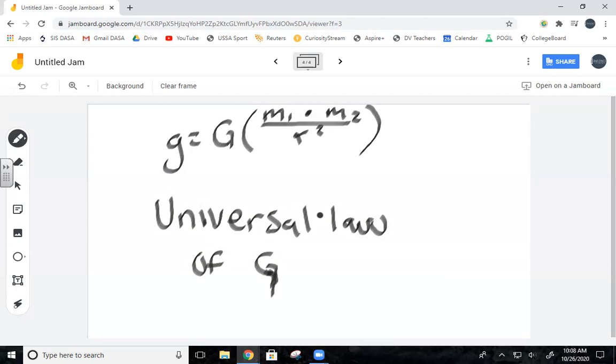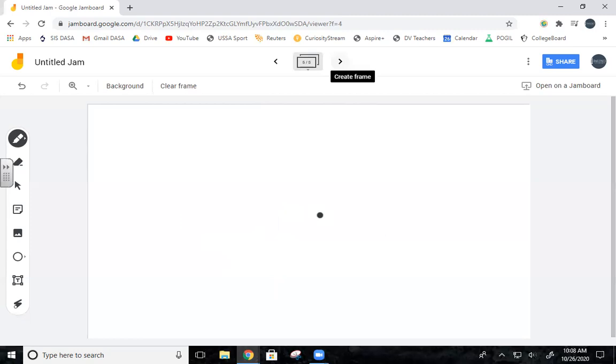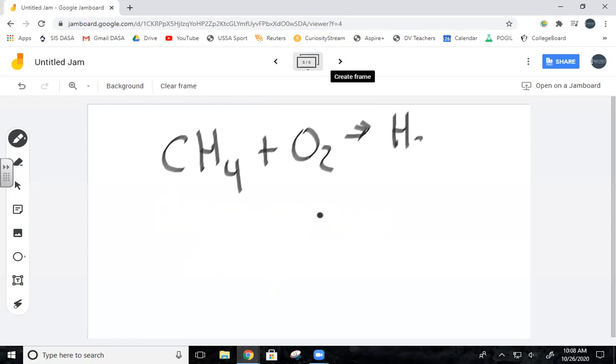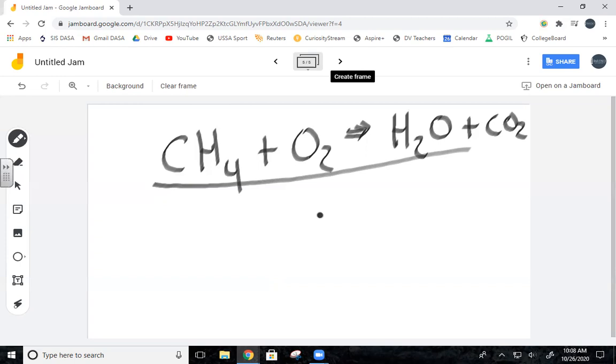The universal law of gravitation is an equation, but when we talk about chemistry, we look at something like this. This is a chemical equation or chemical formula. It's an arrow. It's supposed to be an arrow. All right?